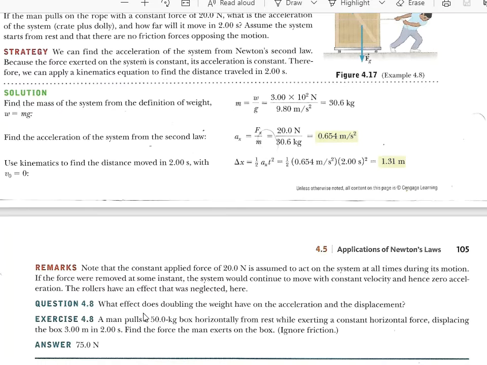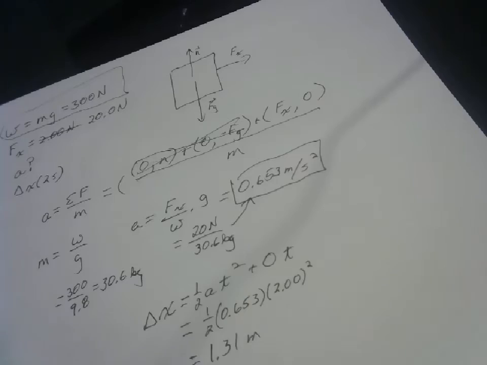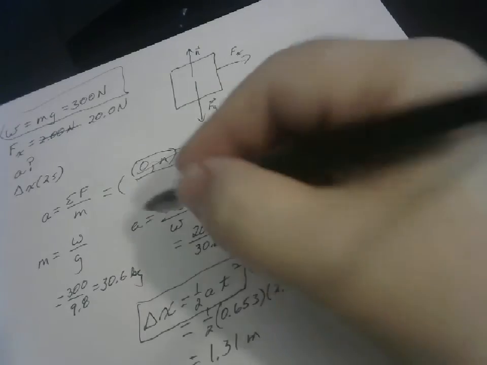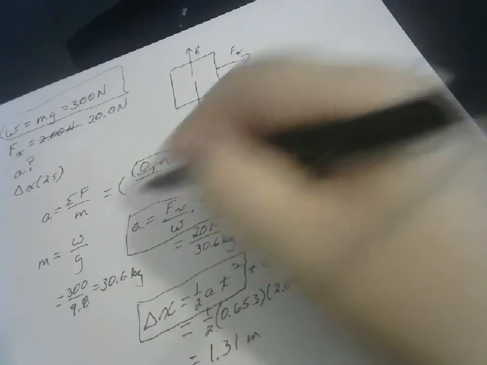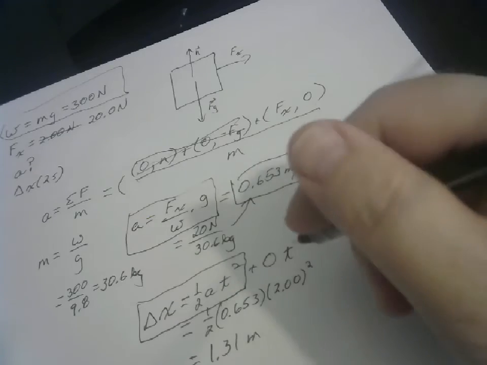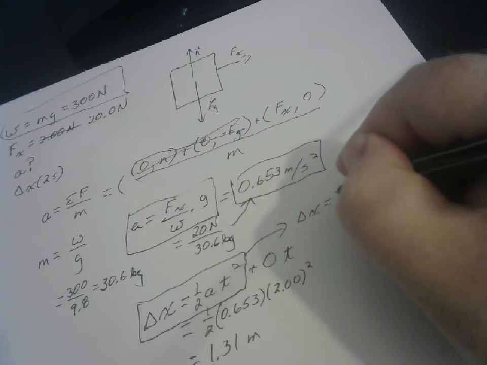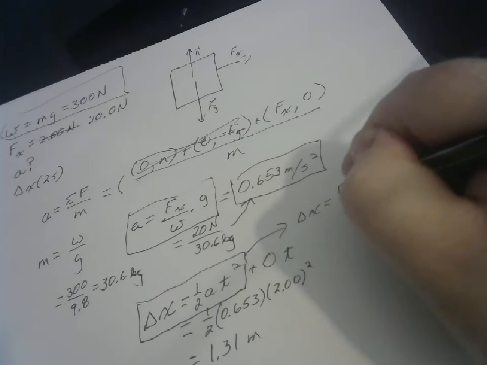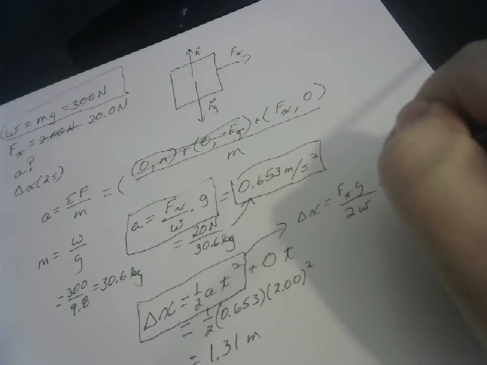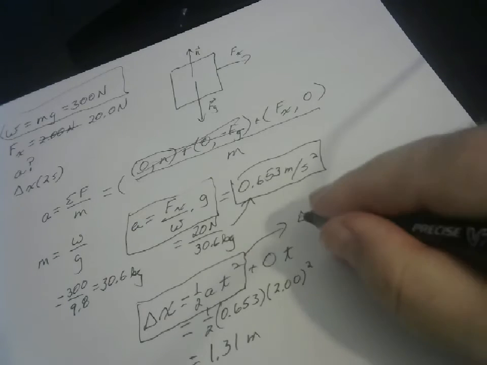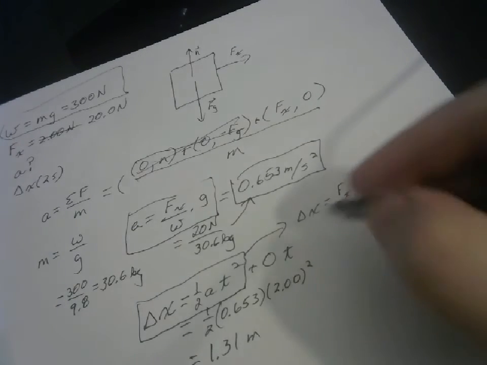Question 4.8 is, what effect does doubling the weight have on the acceleration and the displacement? We had calculated that delta x equals 1/2 a t squared, and that the acceleration was equal to the force times gravity over the weight, so that would mean that delta x was equal to f sub x times g over 2w times delta t squared. So doubling the weight would halve the distance that it traveled.